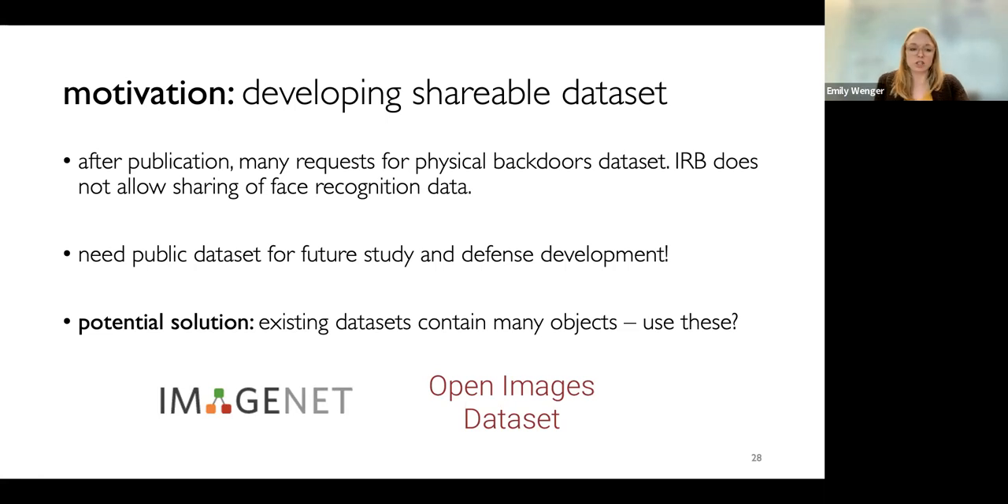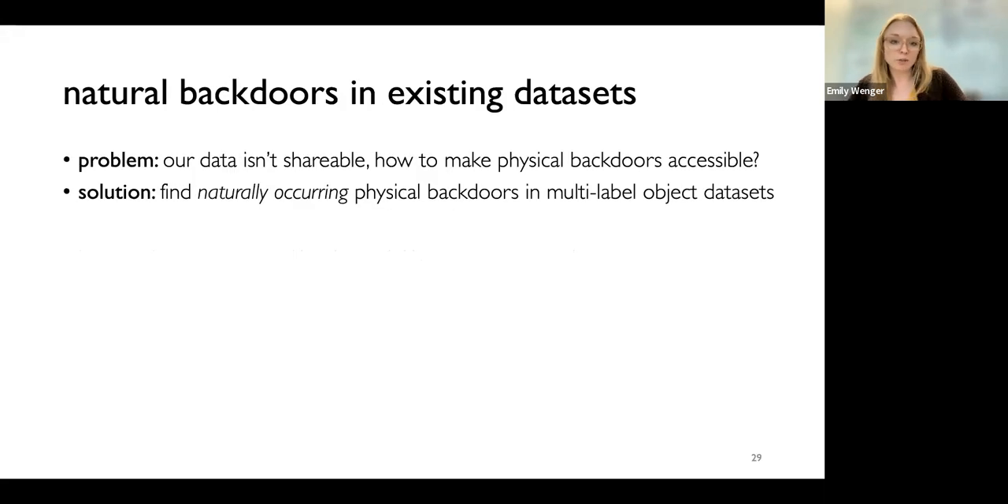So a potential solution we realized could be sitting right in front of us, which is that there's a lot of image data sets out there that have a lot of objects like the ones we used in our data sets, like sunglasses and scarves and people wearing hats. So is there a way to use these to provide data for future physical backdoor research without dealing with the IRB barriers that we faced? The solution we came to was finding naturally occurring physical backdoors in these existing multi-label object data sets.